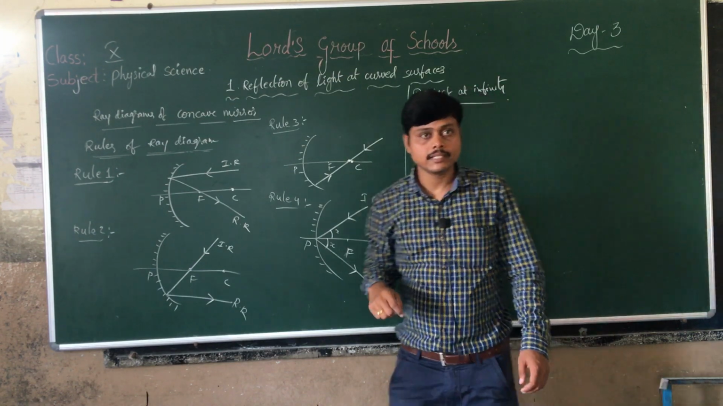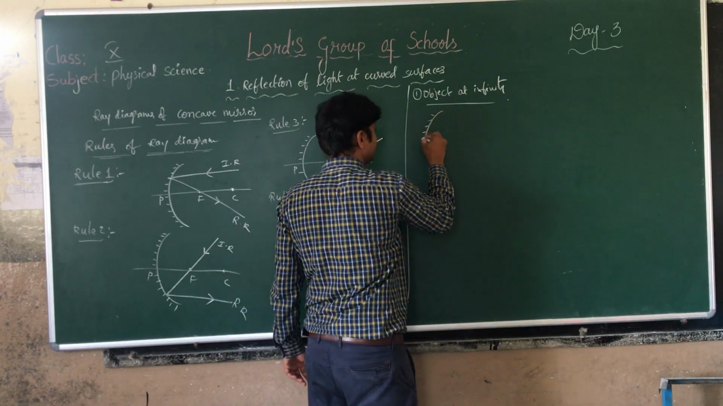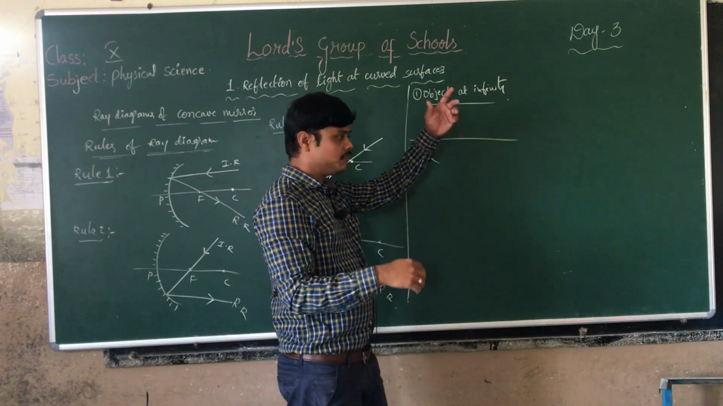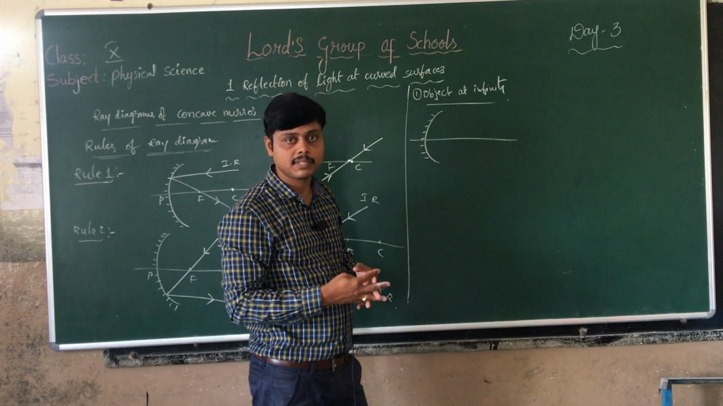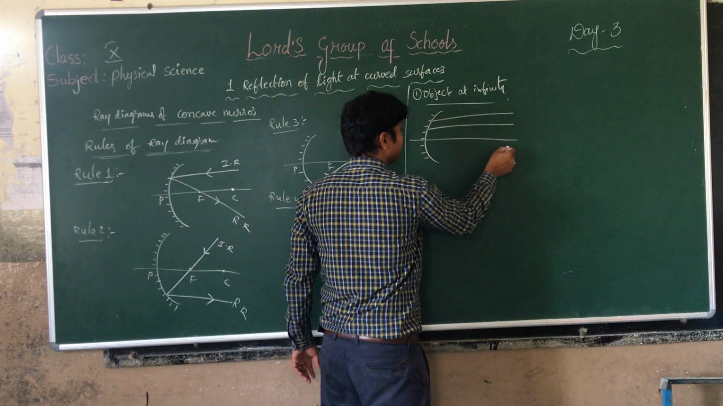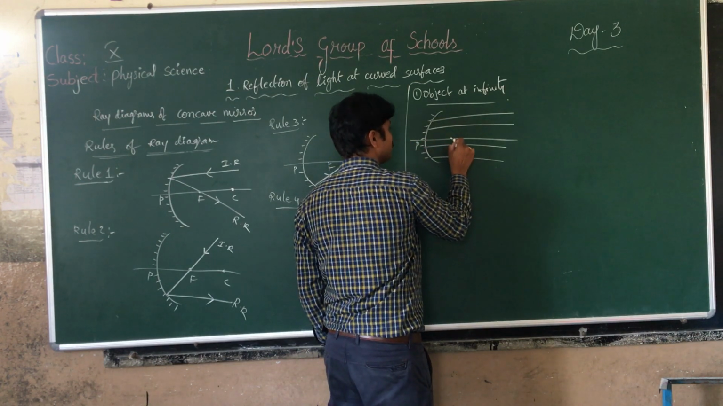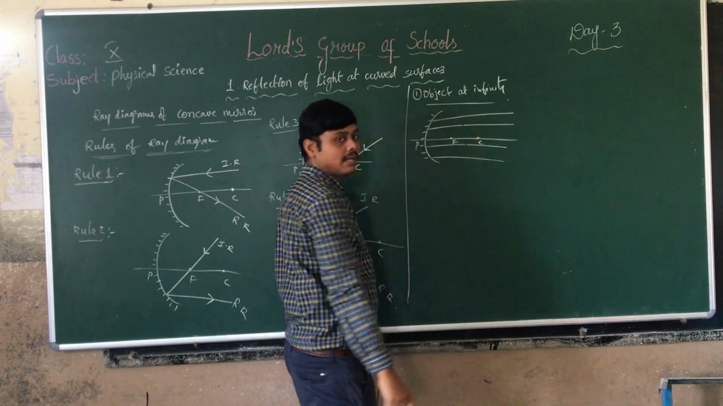When the object is at infinity, let us take a concave mirror. Object at infinity will compulsorily give a parallel beam of light rays, which we discussed in our previous class. Now some parallel beam of light rays are falling on the mirror. This is the pole, this is the focus, this is the center of curvature, and you see all the light rays are parallel to the principal axis.